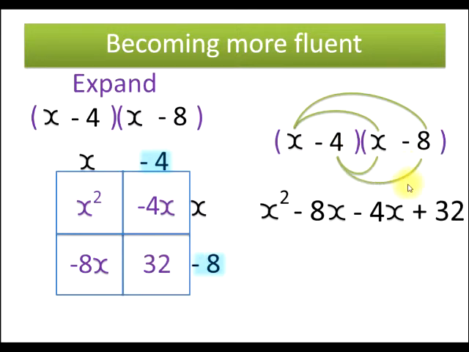So rather than drawing the whole grid, you can just draw four very, very quick, simple lines. Now here are my like terms, just as before, and I can collect those. Minus 8x, take away 4x is negative 12x. So it's a quicker, more advanced method of getting to your answer quickly.